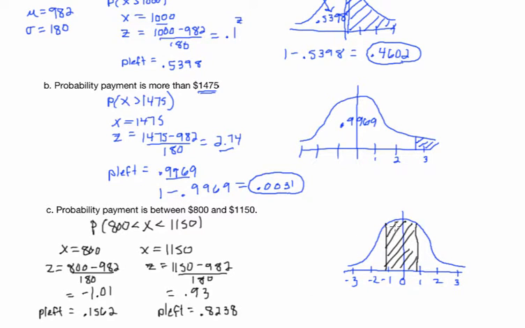So the probability we're to the left of this z-score is 0.1562, about 15%. The probability that we're to the left of this z-score is about 82%. So we just subtract them to find that inner probability or inner area. 0.6676. My guess of 70% was kind of close.